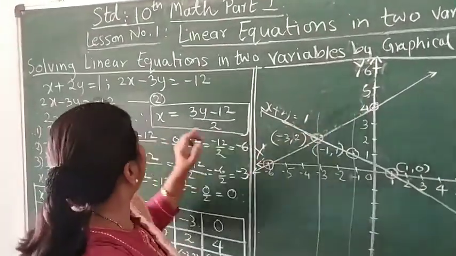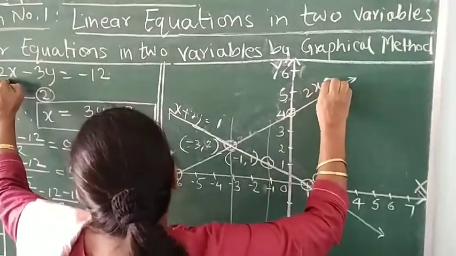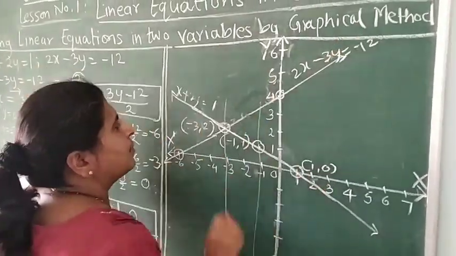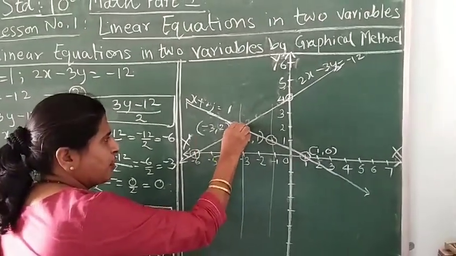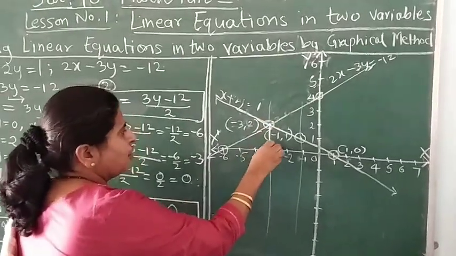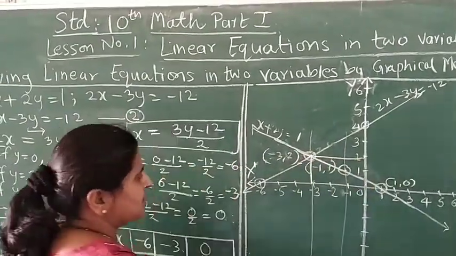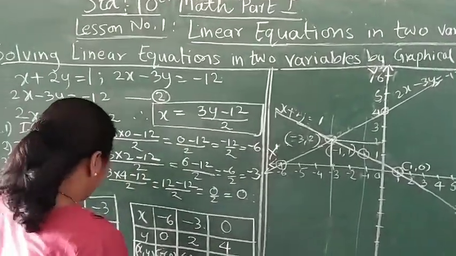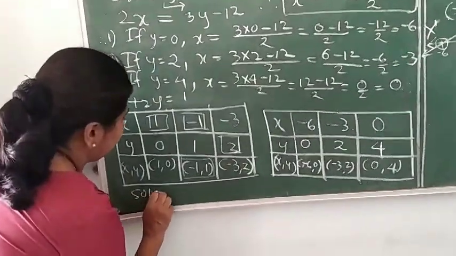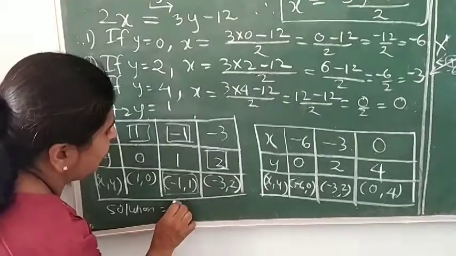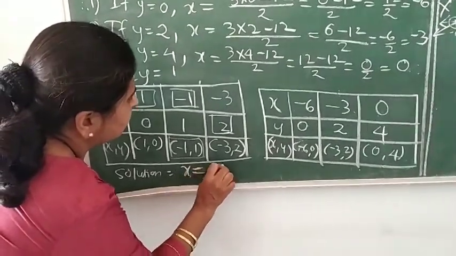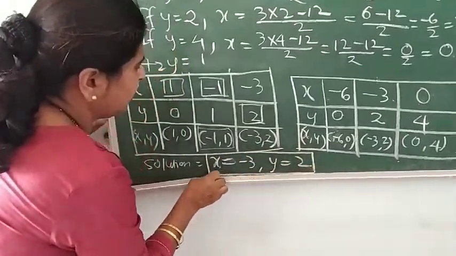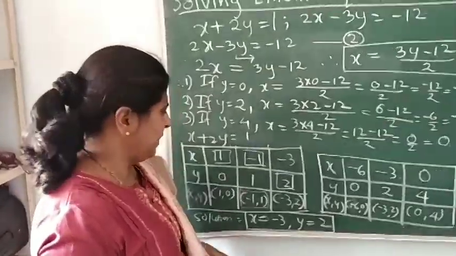When you write it here, write the original equation 2x minus 3y is equal to minus 12. This is equation number 2. And as we can observe, this is the point of intersection whose x coordinate is minus 3 and y coordinate is plus 2. So our solution, which we'll write in the main answer sheet, you can write it here. Therefore, the solution is x is equal to minus 3 and y is equal to 2. This is our solution for these given 2 linear equations in 2 variables.